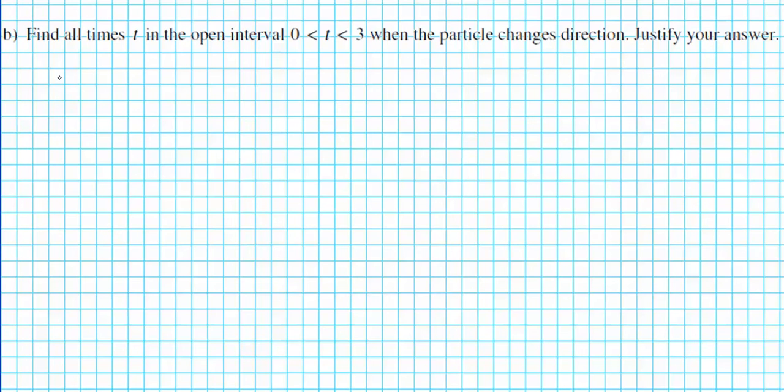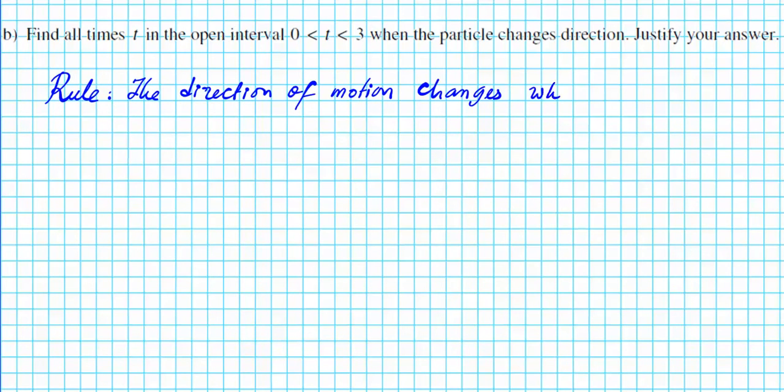So we're going to be using a rule here. The rule is as follows. The direction of motion changes where the velocity changes sign. All right, so if the velocity goes from positive to negative, that means it changes direction from right to left. If it changes from negative to positive, that means it changes direction from left to right.